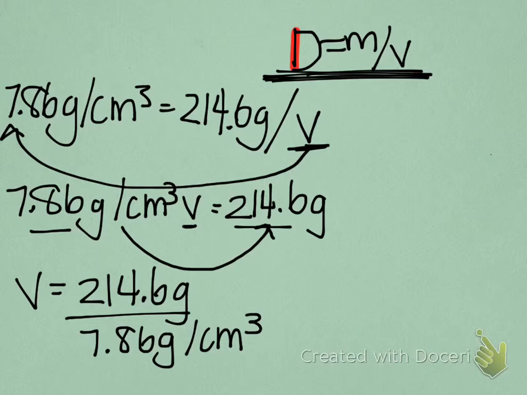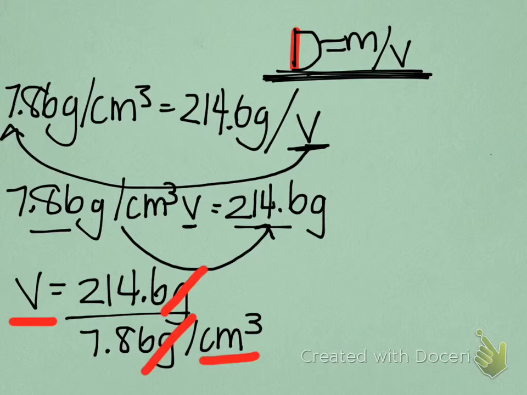So now, here's the cool thing. I have grams on the top, I have grams on the bottom, and they cancel, so now I'm left with 1 unit. And this unit is a unit for volume. What am I solving for? Volume. This is why you want to make sure that you're keeping track of your units, because it helps you make sure that you are actually doing the right equation.